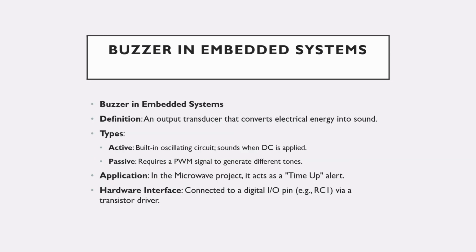And next one is buzzer in embedded systems. A buzzer is an output device that converts the electrical signal into sound. In this project, it is used as a time up alert. The buzzer is connected through a transistor to safely drive higher current. And these are the peripherals which we are using in this project.